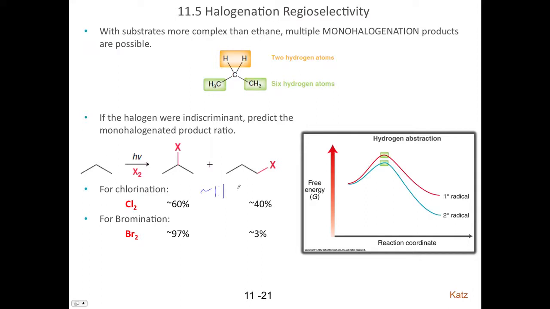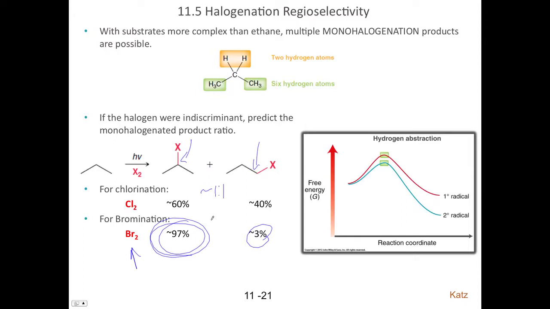So in this case, I would say this is not very selective for secondary over primary. All right? But for bromination, look at this. 97% in the secondary position versus 3% in the primary. Holy mackerel, right? This is way more selective. So what do you think I'm choosing if I want to halogenate a secondary position? I'm going to reach for my bromine, for my Br2, not my chlorine. My chlorine is not selective enough. 60-40, roughly 1-to-1, versus 97-3.